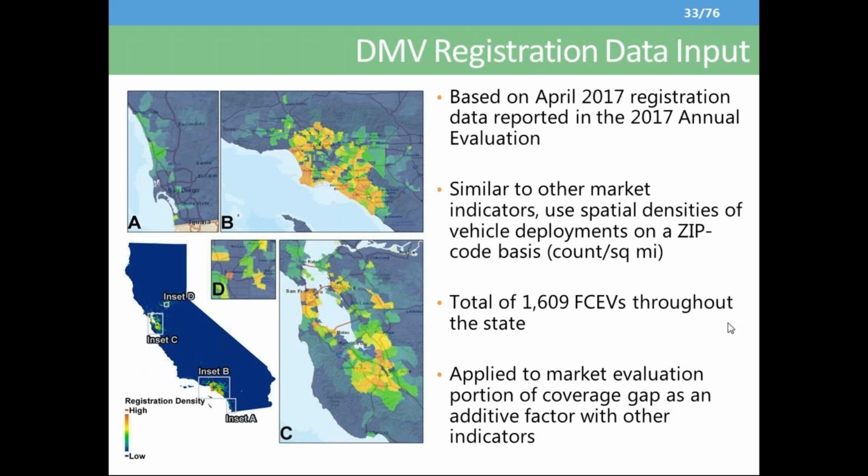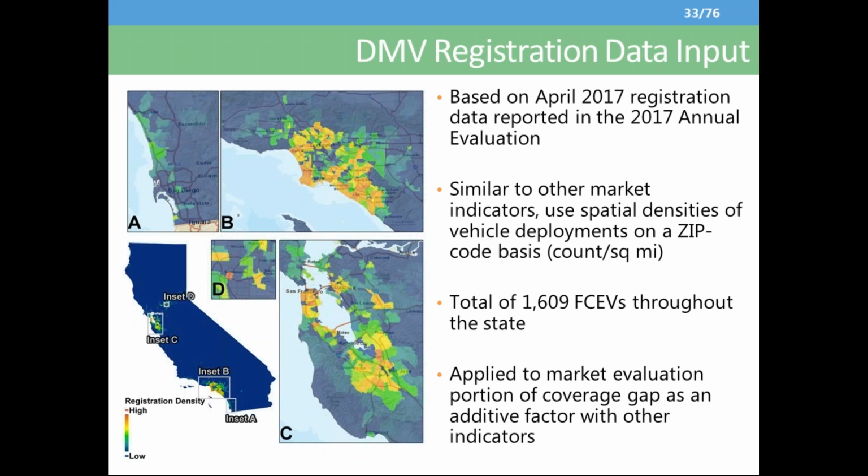Okay, so for the DMV registration data, basically this is taken from April 2017 information that we actually also reported in the 2017 annual evaluation. It is actually normalized to the area of the zip code. So the DMV data that we get is counts of vehicles in each zip code, but of course not every zip code is the same size. So we attempt to normalize to avoid any skewing there. And so that's done through many of the indicators in CHIT.